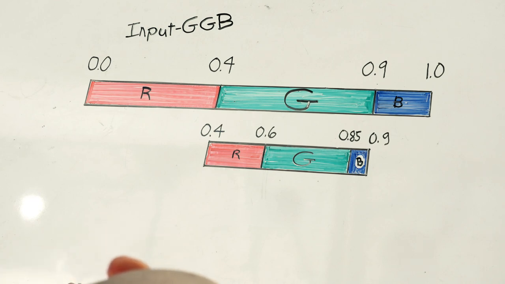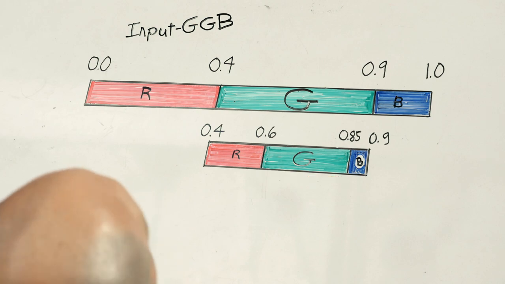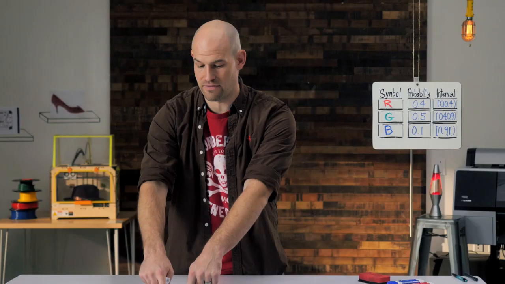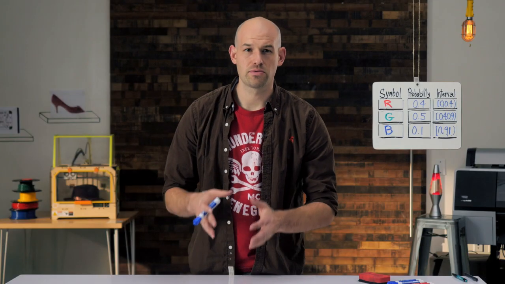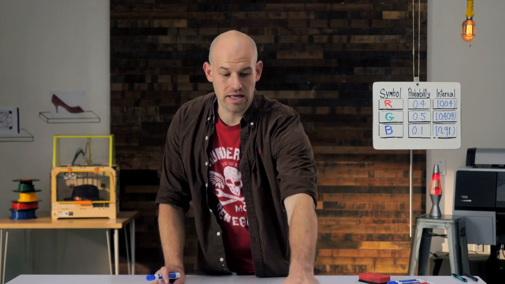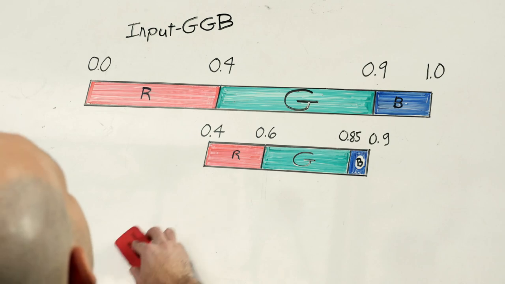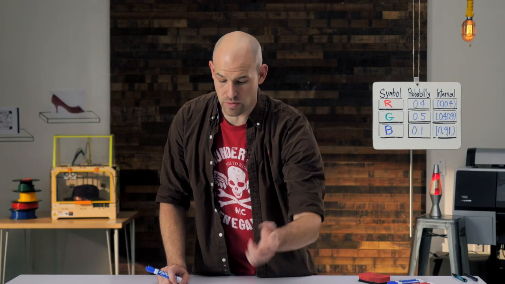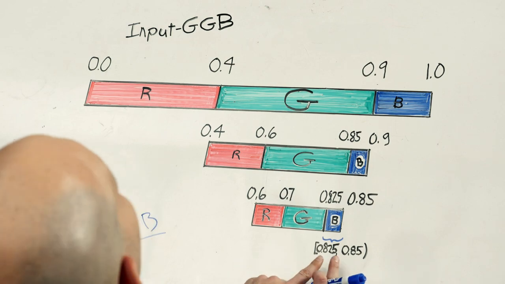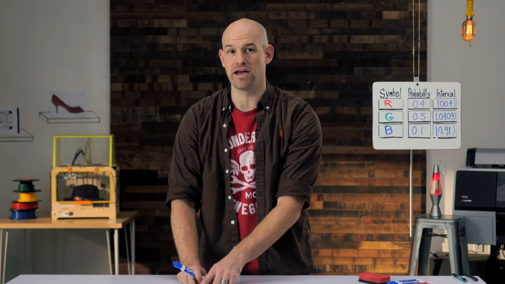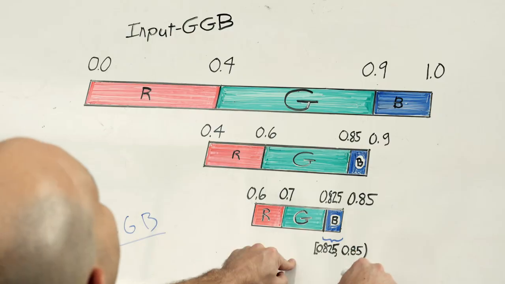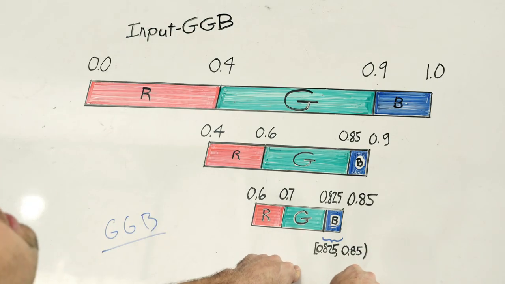R is 0.4 to 0.599999. G actually ends up being 0.6 to 0.84999999, and B ends up being 0.85 to 0.99999999. It's now time to read the second symbol from our stream. It's a G once again. When we read our B value, we subdivide that interval once again. After encoding B, our final interval is now 0.825 and 0.85. This is the range that we want to output as our encoded value.